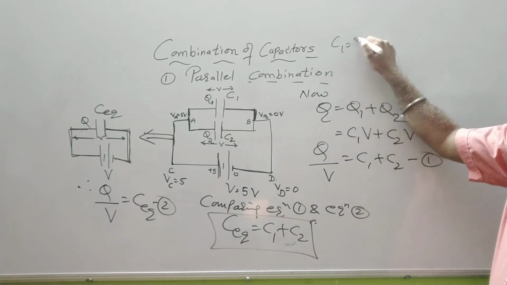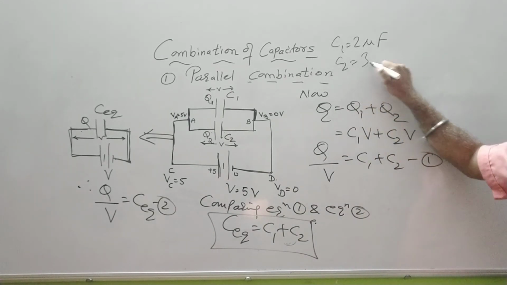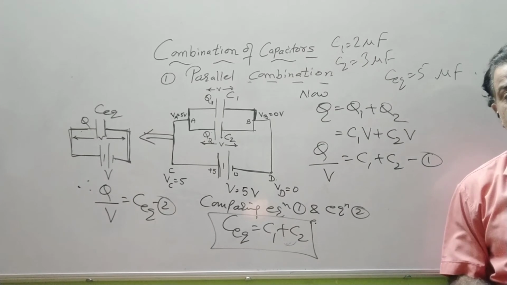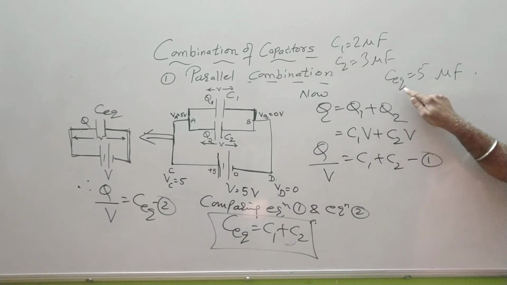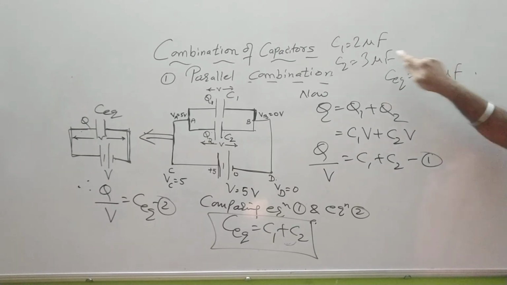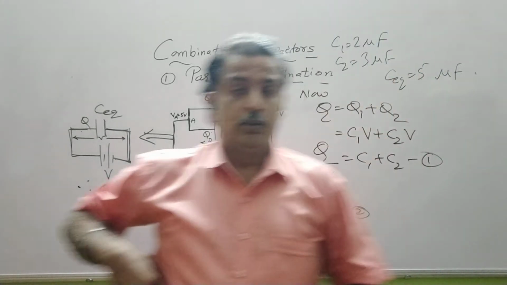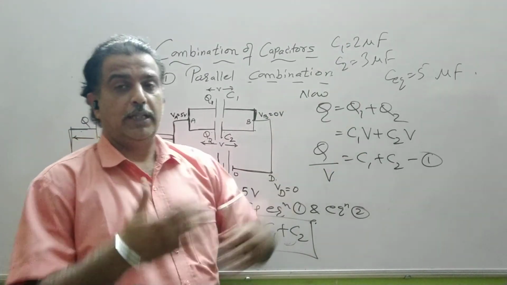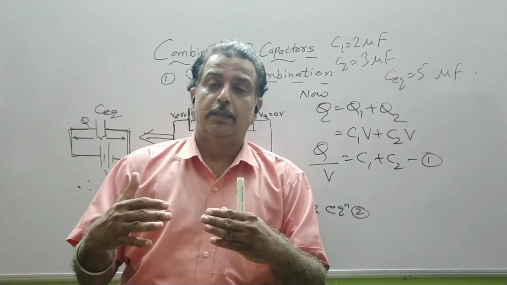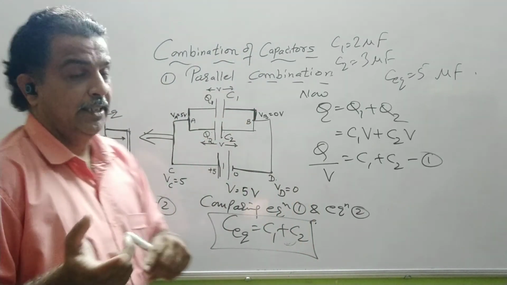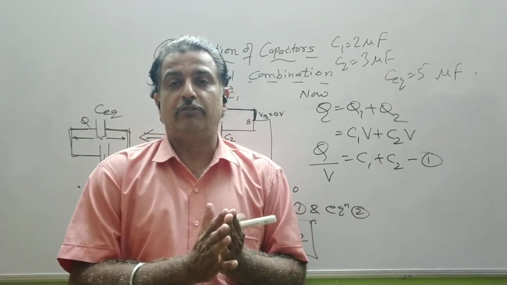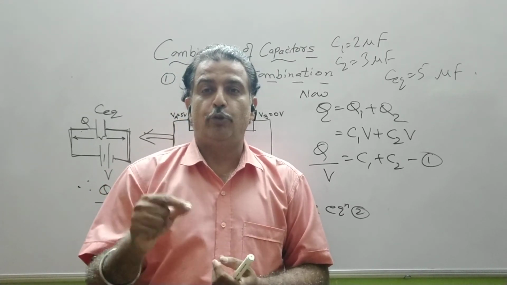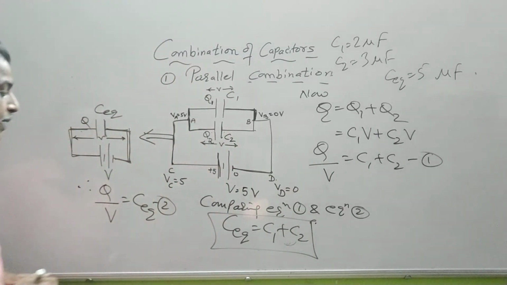So if I say C1 is equal to 2 microfarad, C2 is equal to 3 microfarad, then C equivalent becomes simply the addition, that is 5 microfarad. Again you see the C equivalent value will be more than the greatest value of the individual capacitors. So if you have n number of capacitors and the maximum value is 3, your answer or C equivalent should be more than 3. In series it was opposite. Your final equivalent value should be less than the least value of the individual capacitors. In parallel combination, the equivalent should be more than the greatest value of individual capacitance.